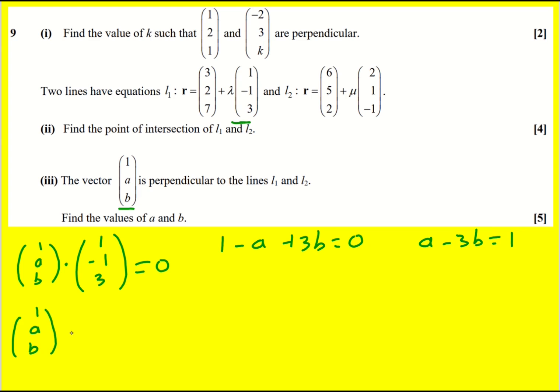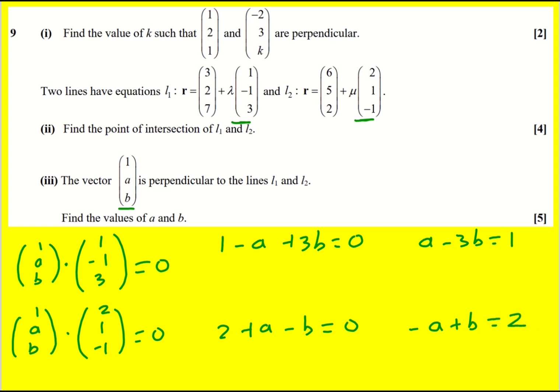And then 1AB dotted with the other direction vector, 2, 1, minus 1, is also equal to 0, which means 2 plus a minus b is equal to 0, or minus a plus b is equal to 2.